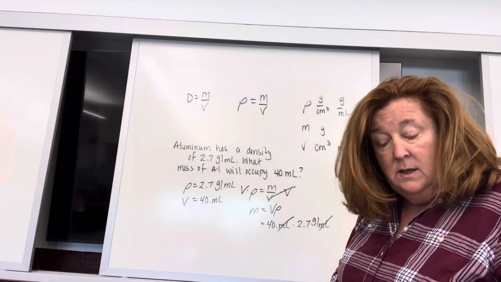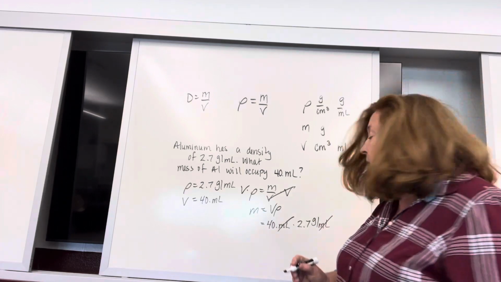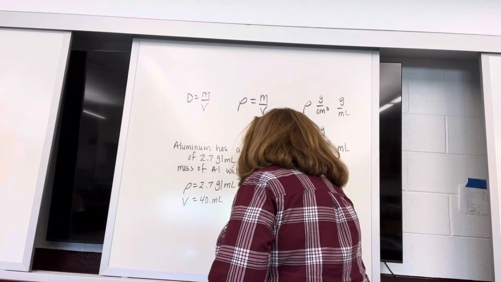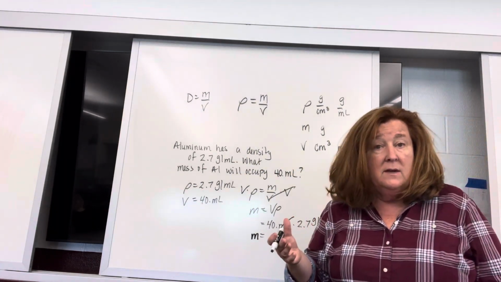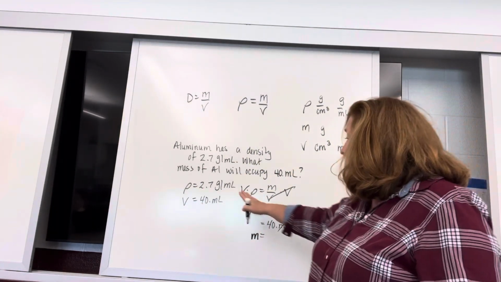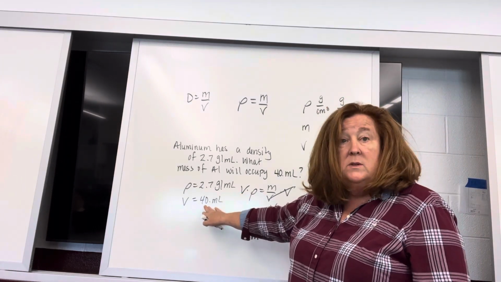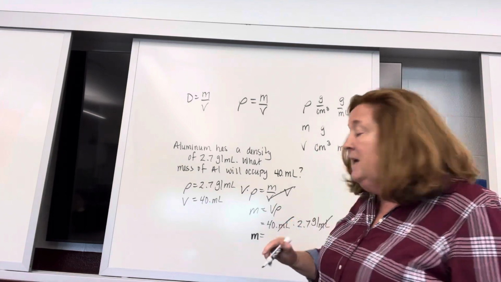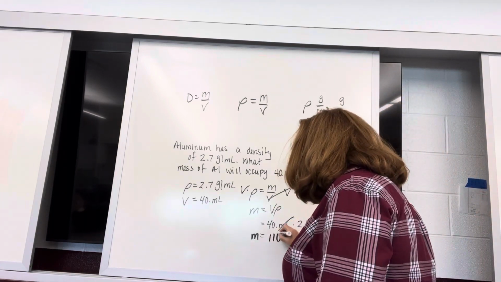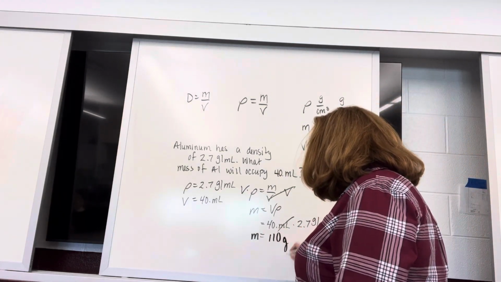I take 40 times 2.7, and I get 108. That's what the calculator says. But I have to go back to my ideas of significant figures that I've also done recently. And so this has 2 significant digits. This one has 2 because of that purposeful decimal. So my answer can only have 2, and although my calculator said 108, I'm going to round this to 110. That leaves it with 2 significant digits, and then I put the grams down here.